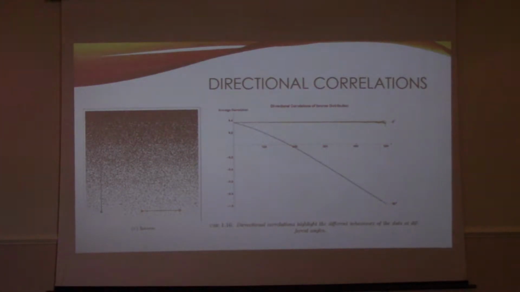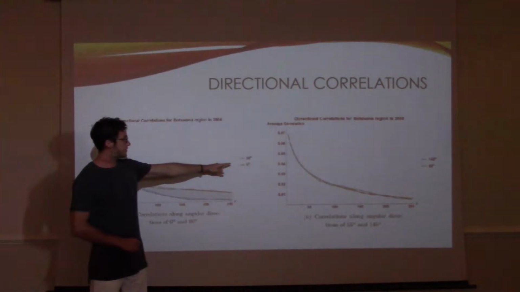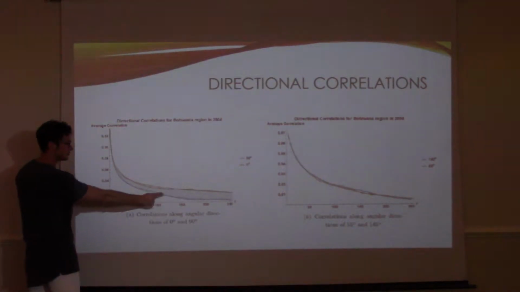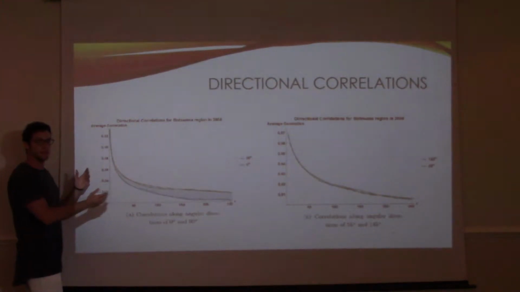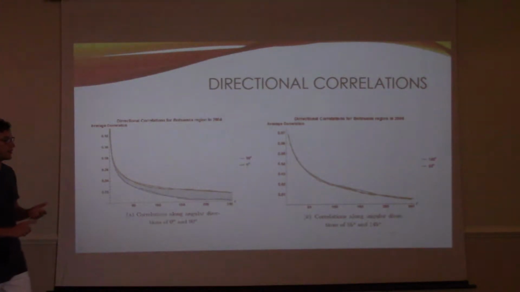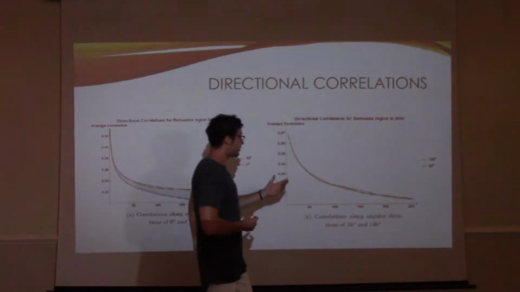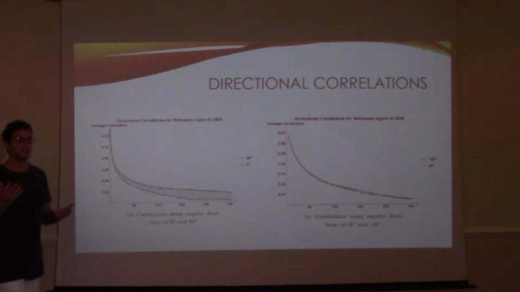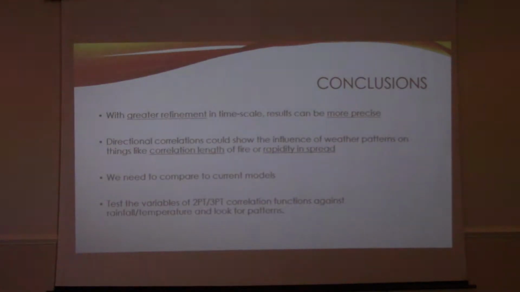Applying this to our actual fire data from Botswana, we look at angles of 0 and 90 degrees. You can see the two different plots. They have the same form of function, but the difference comes in maybe the exponent or the correlation length. As a comparison, here we have angles of 145 degrees and 55 degrees. There clearly is a difference. There's something driving the fire in a particular direction. Using these directional correlations, you can map out every single angle and see how the fire correlation depends on the angle. And this gives some very interesting ways of looking at the occurrence of fire.